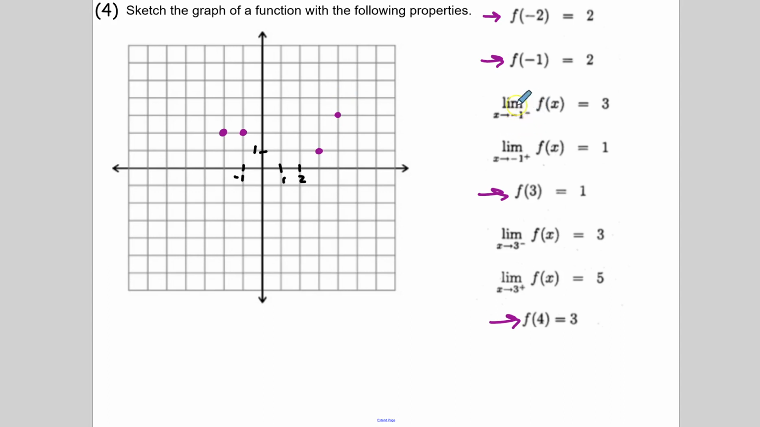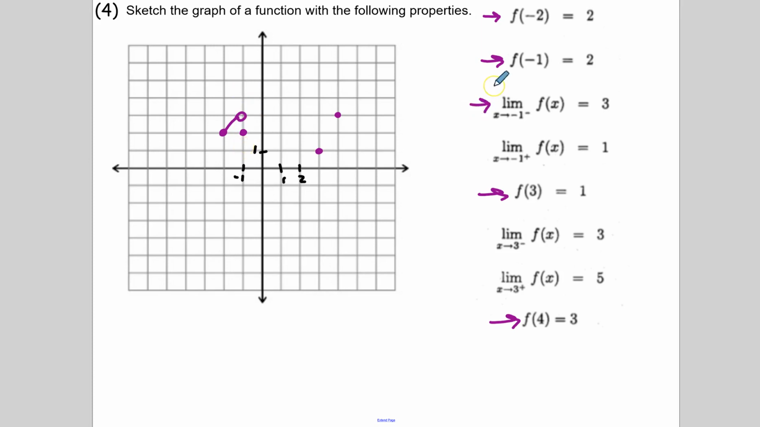As x approaches -1 from the left, the y values are approaching 3. Here's -1. Coming at it from the left, we need to be going up toward a height of 3. So I'm going to put my pencil right here on this point and come up toward a height of 3 and make an open circle. Can't make a closed circle because I already had a closed circle, and we can't have two closed circles in a vertical line or it's not a function.